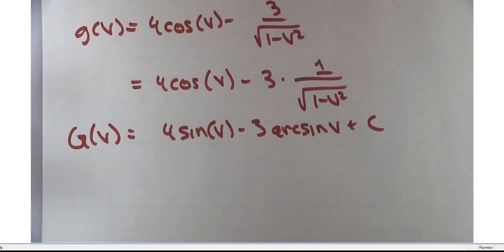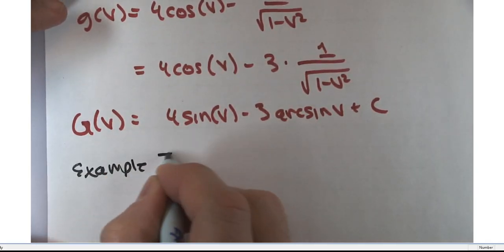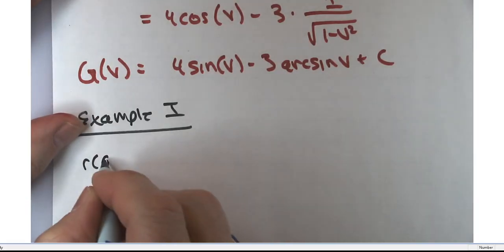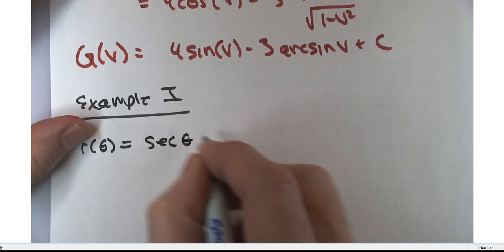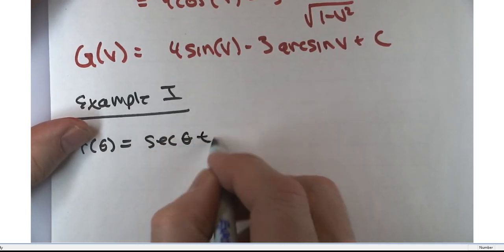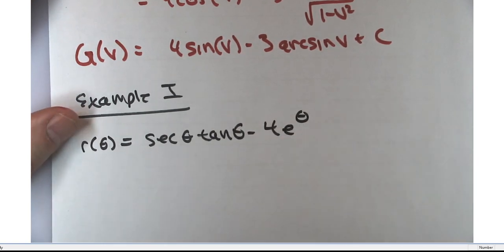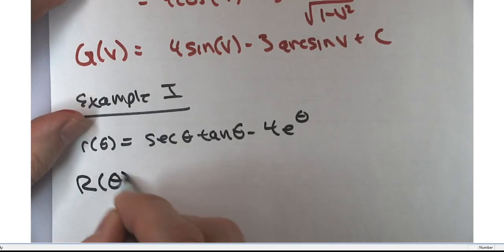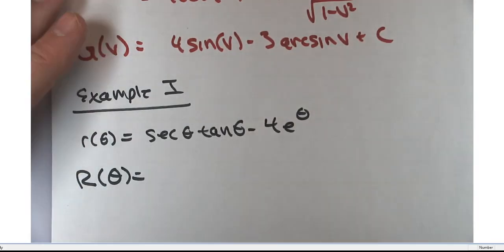Let's try example I. R of theta equals secant theta tangent theta minus 4e to the theta. Ooh. See if you can find capital R of theta. What do I differentiate to get that? Ready, fire, aim.